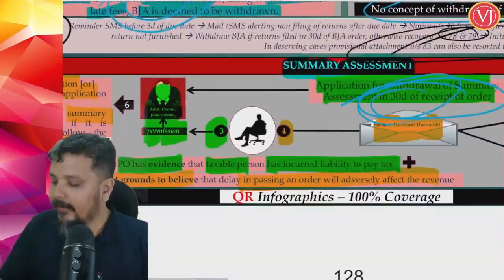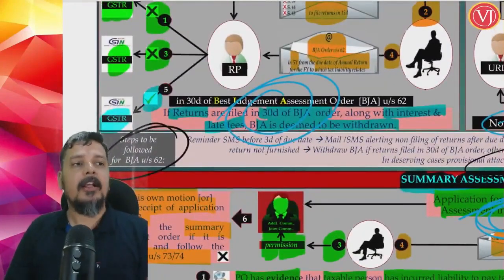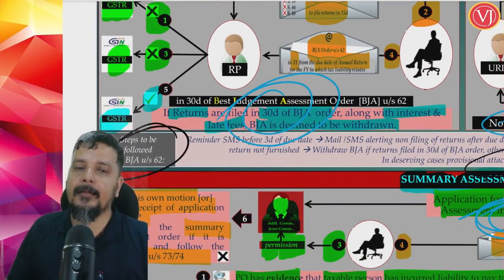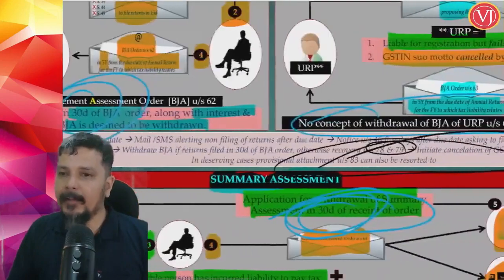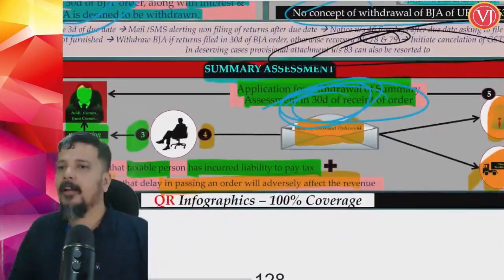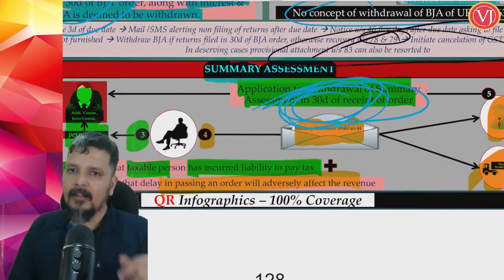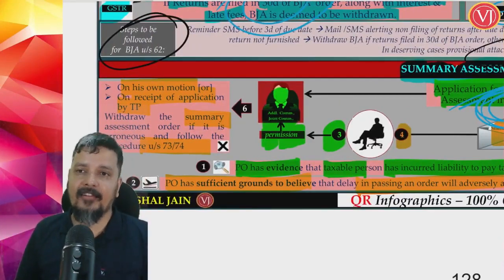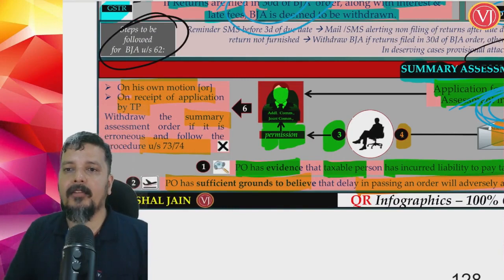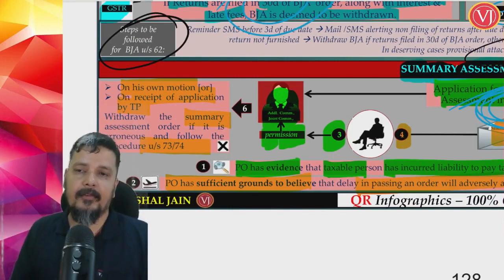This 30 days is similar. In case of a best judgment assessment order under section 62, if you file your returns within 30 days of the best judgment assessment order, the best judgment assessment order is automatically withdrawn. But for a summary assessment, if the order is received, it is not automatically withdrawn. You have to make an application within 30 days. A Joint Commissioner or Additional Commissioner should be satisfied that this summary assessment was not the right action. The officer should have followed the normal process of 73-74 and asked him to go by the normal route of 73-74.